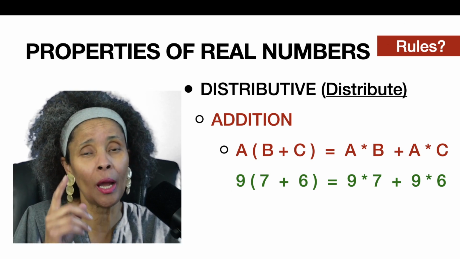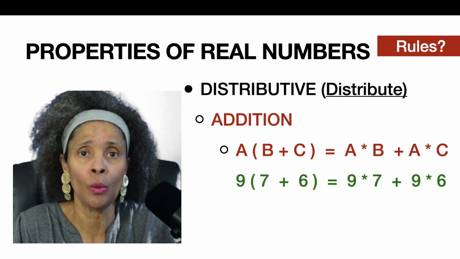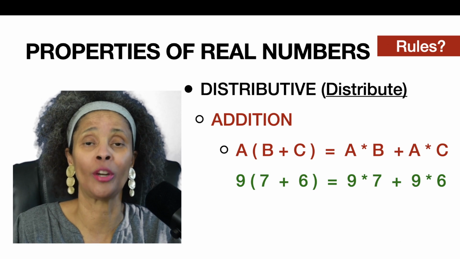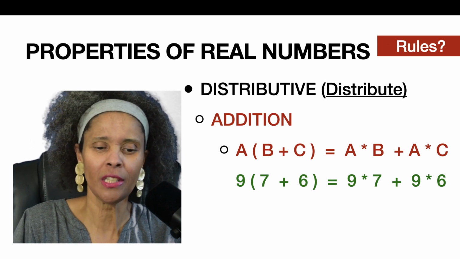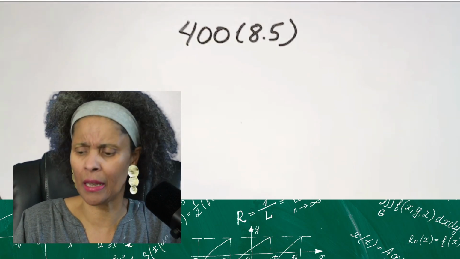But what I also might want to do is break that down. I could do 9 times 7, which is going to give me 63, and then add 9 times 6, which is going to be 54. And that's still going to give me 117. I'm going to get the exact same answer no matter what. So let's take a look at an example problem with respect to that, to see another way of breaking it down.